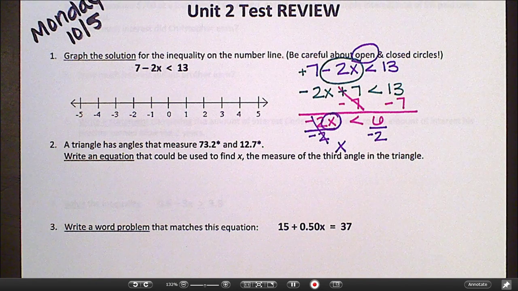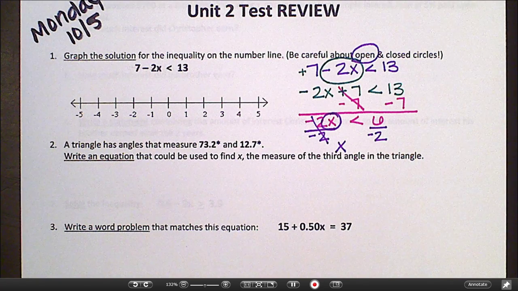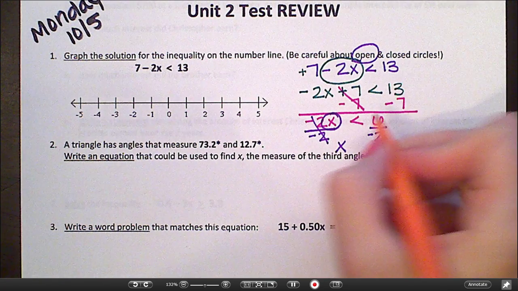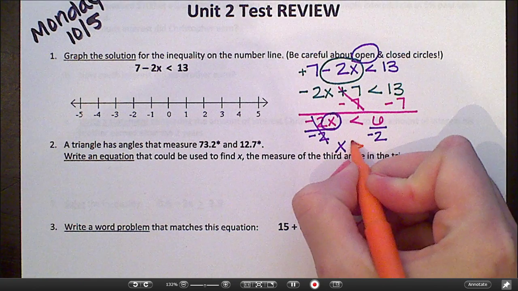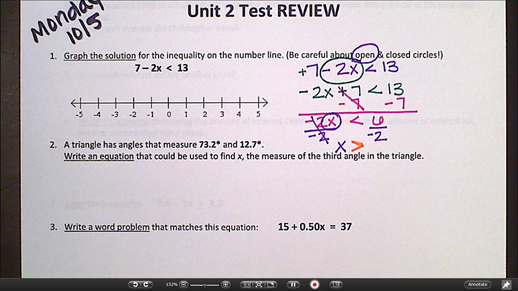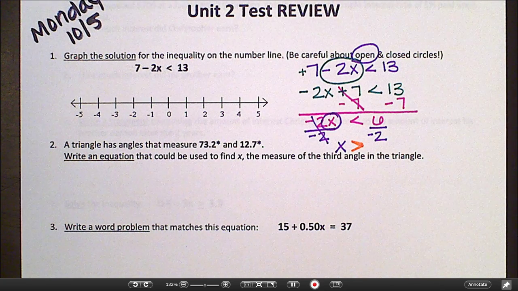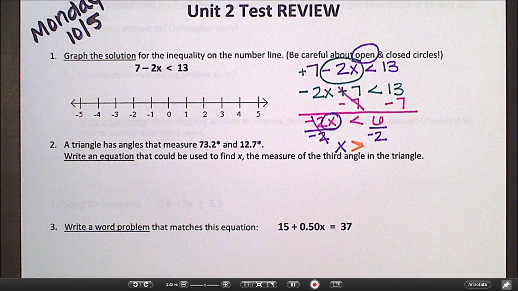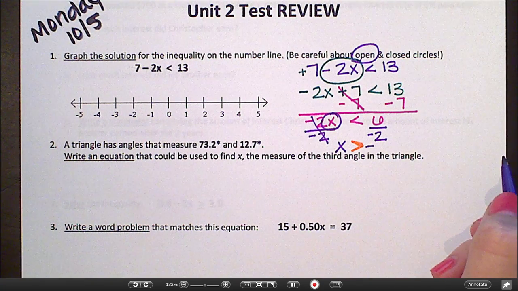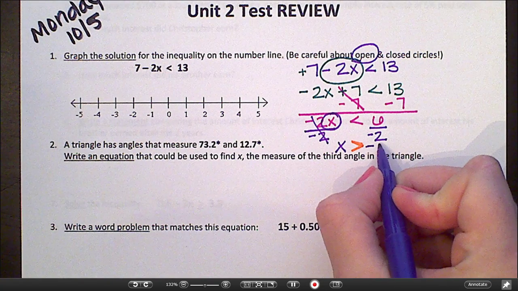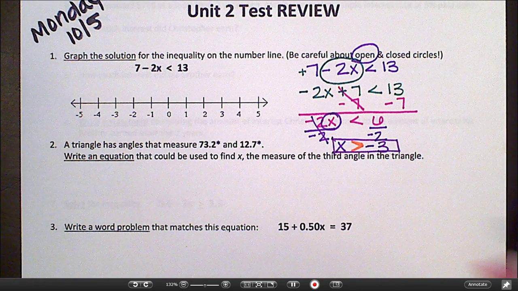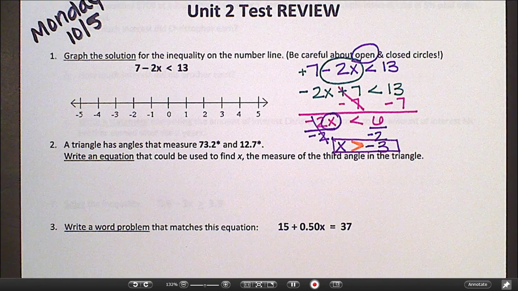So this is a little bit different than equations because our signs can go open to the left or open to the right. So I'm going to actually flip this sign because I divided by a negative 2. And then I'm looking here and I see that 6 divided by negative 2, well, my answer is going to be negative because the signs are different. 6 divided by 2 is 3. So I'm left with x is greater than negative 3.